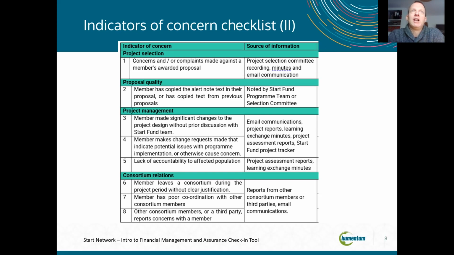So, for example, if a proposal is just copied across from alert note text or from previous proposals, or if there are significant changes to project design without discussion with the Start Fund team, or if there's a lack of accountability with an affected population, multiple change requests to projects, if there are poor relations within a consortium, for example, a member might leave a consortium or is poorly coordinating with other consortium members, or if there have been complaints about a member from other consortium members.